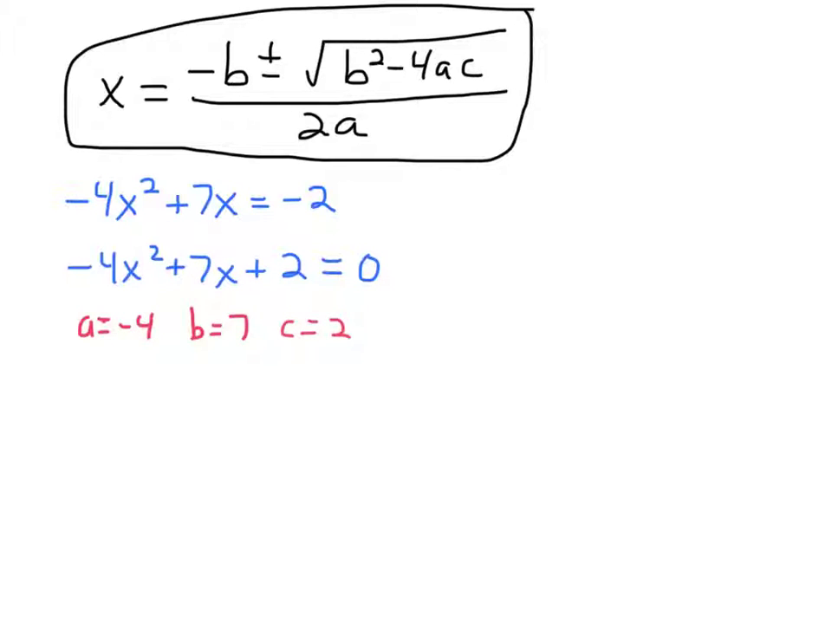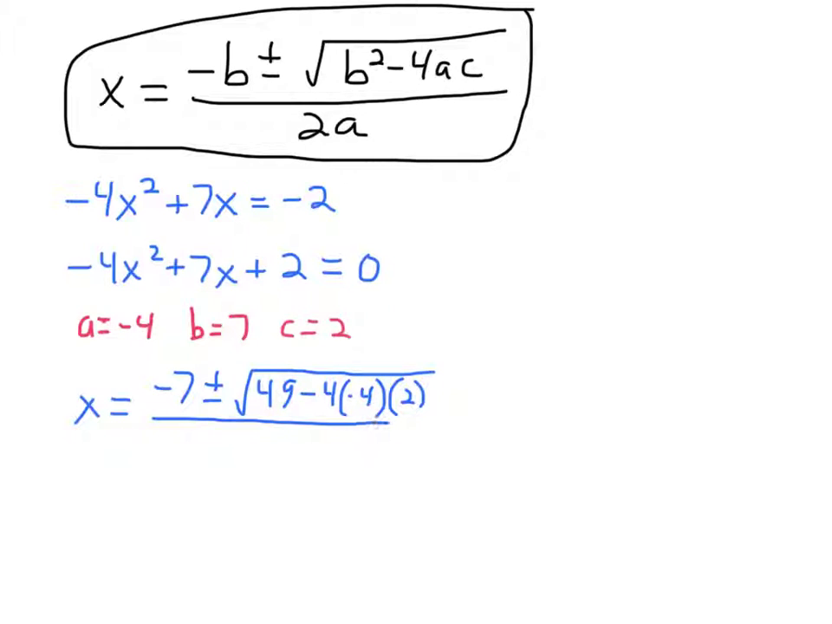So we'll substitute those values into our quadratic formula. So we have x equals negative b, so negative 7, plus or minus the square root of b squared, so 7 squared, that'd be 49, minus 4 times a, which is negative 4, times c, which is 2. And that's all over 2 times a, so 2 times negative 4.